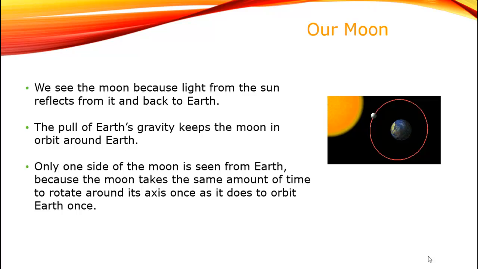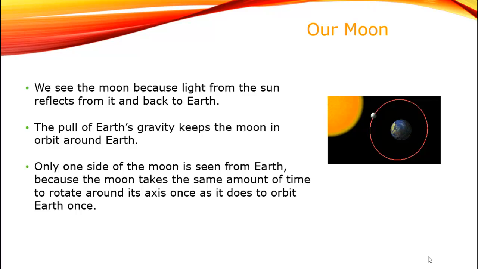We see the moon because light from the sun reflects from it and back to the Earth. The pull of Earth's gravity keeps the moon in orbit around Earth. I told you before that the revolution of the moon around Earth takes about 1 month. Only one side of the moon is seen from Earth because the moon takes the same amount of time to rotate on its axis as it does to orbit Earth once.